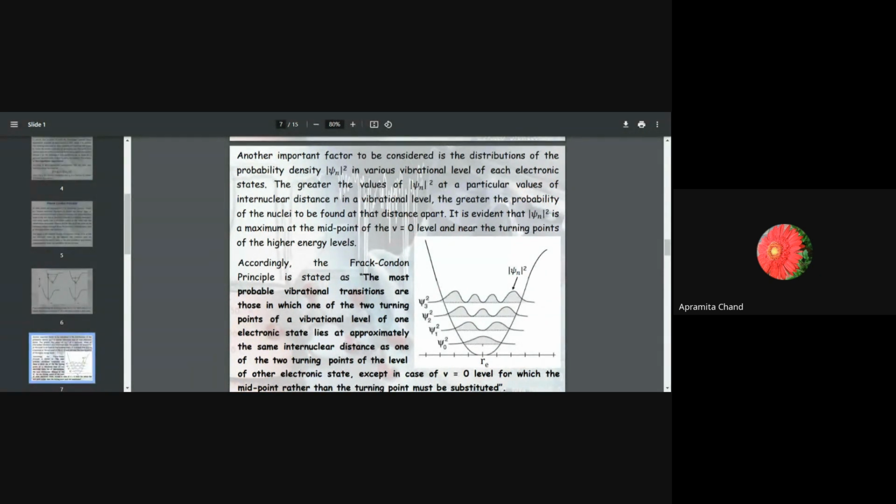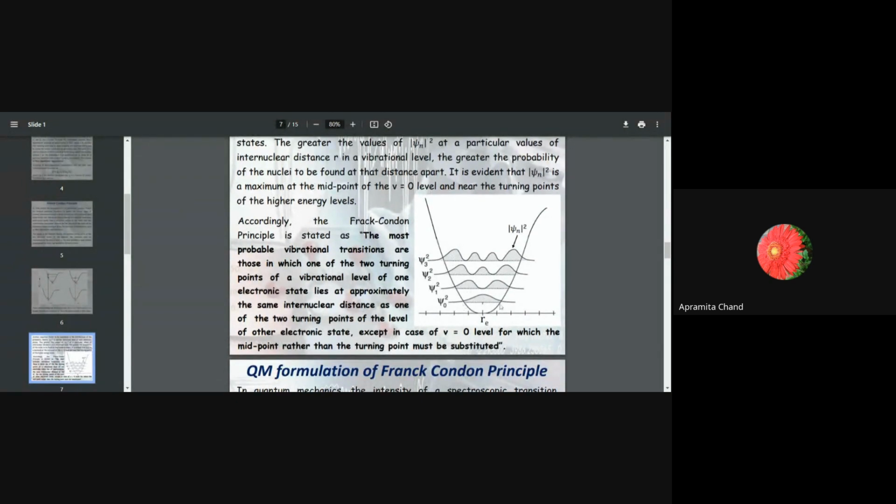So it is evident that psi square is at a maximum at the midpoint of the v equal to 0 level and near the turning points of the higher energy levels. So here you will find psi square to be the highest, at the midpoints and also near the turning points of the higher energy levels. At v equal to 0 is the psi 0 square, so at its midpoint the probability density will be the highest, and at the turning points of the higher energy levels the psi square is again maximum.